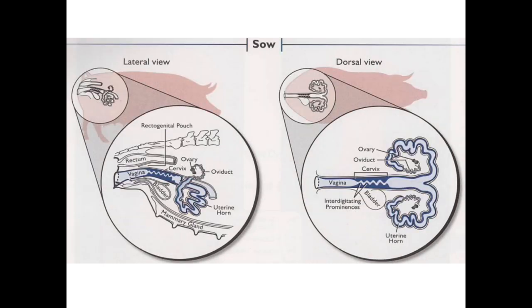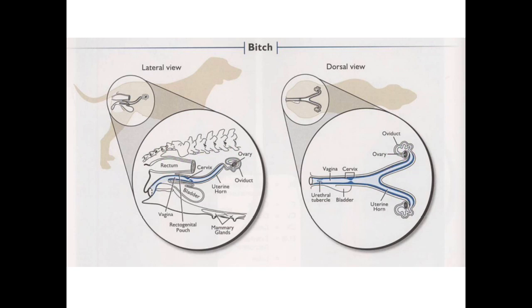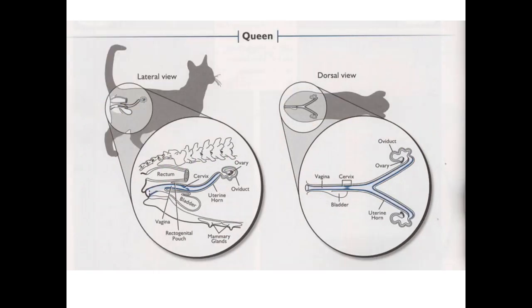Similarly, this picture shows the reproductive system of the sow, its different parts, and its dorsal and lateral view. You can see the position of the ovary, the uterine horns, the uterine body, and the vagina and cervix. This picture shows the reproductive system of the mare in the lateral and dorsal view. You can see the kind of cervix in it, the vagina and the uterus, and the position of the reproductive tract relative to the digestive system or the rectum. And this picture depicts the reproductive system of the bitch from the lateral and dorsal view, and this is the picture of the reproductive system of the queen.